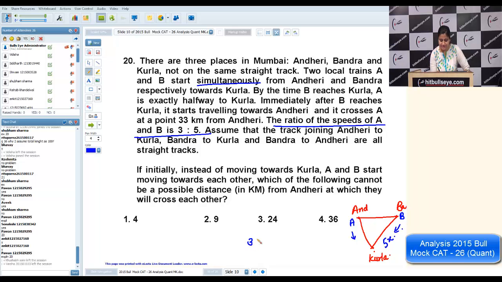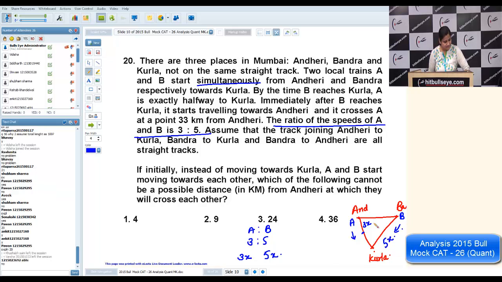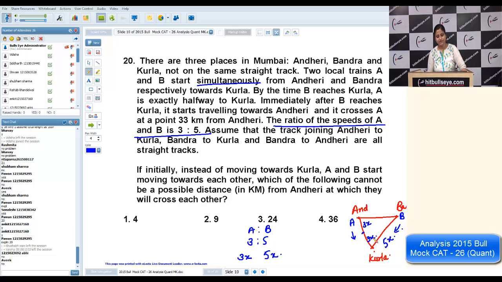Since the ratio was 3:5 of the speeds of A and B, if B is moving 5x units of distance, A will move 3x units of distance. Now A is halfway, it means half of the distance of Andheri and Kurla will be 3x. Yeah, till the moment any problem? Pavan, and there was one more student, Shubham, yes. So the total distance will be 6x in this case from Andheri to Kurla.